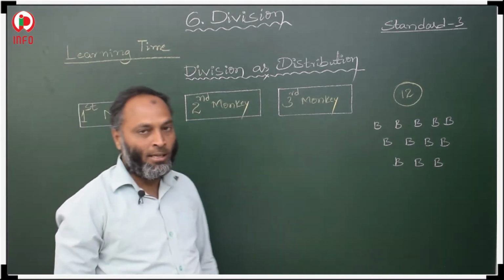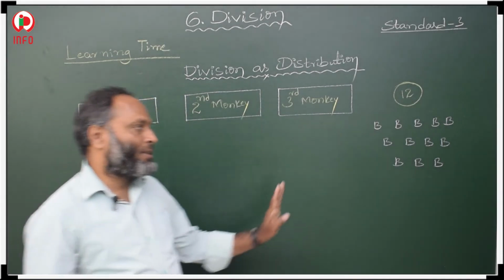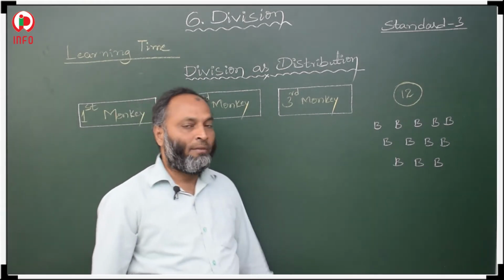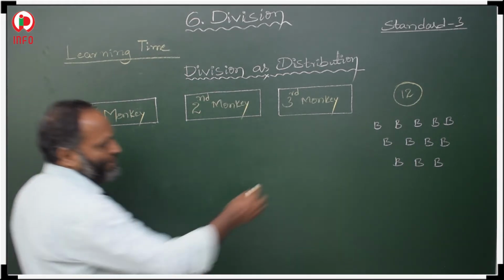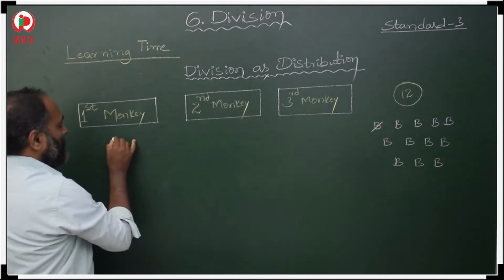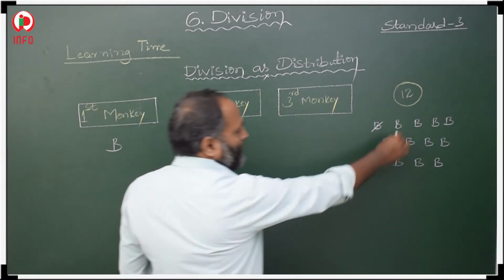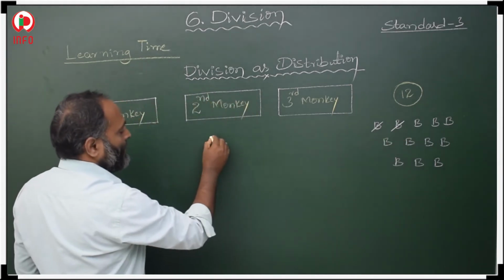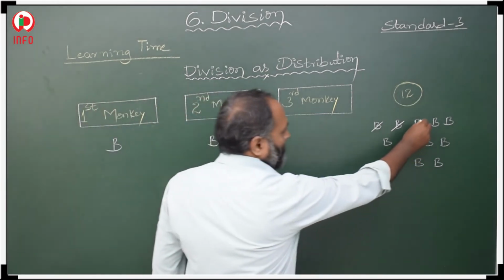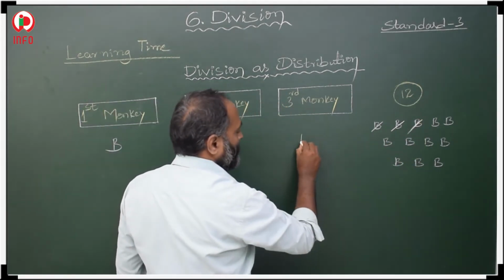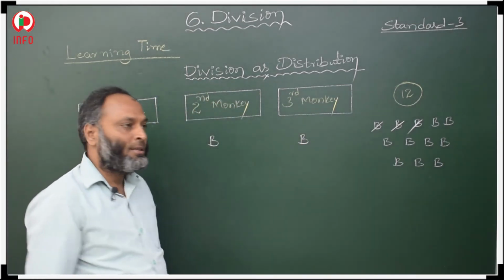Then how to distribute these 12 bananas? First, we give the first banana to the first monkey. The second banana we give to the second monkey. Then the third banana we give to the third monkey. Okay, 3 bananas over.